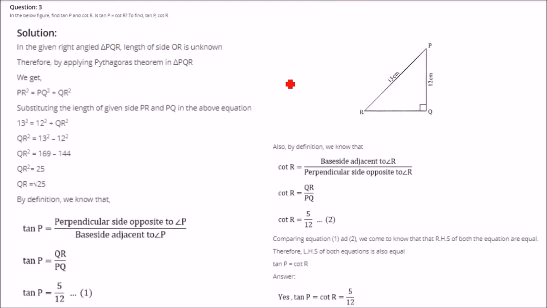We have a figure. In this figure, we have to find tan P and cot R. And we have to find whether tan P and cot R are equal. So this is the figure. Here you see that this is 90 degree, this is R angle, this is P angle. So this is 12 and this is 13 and this is 12.